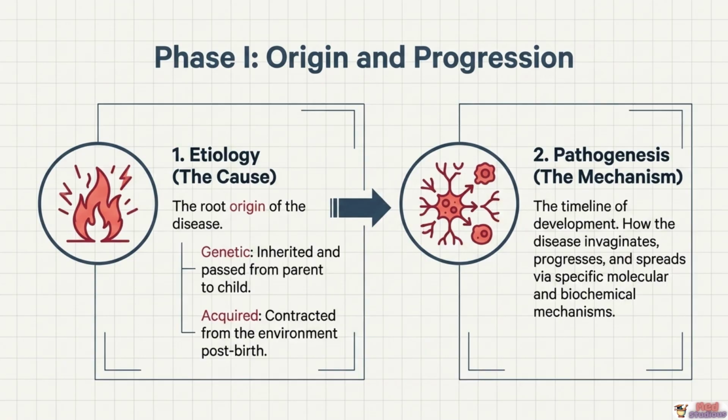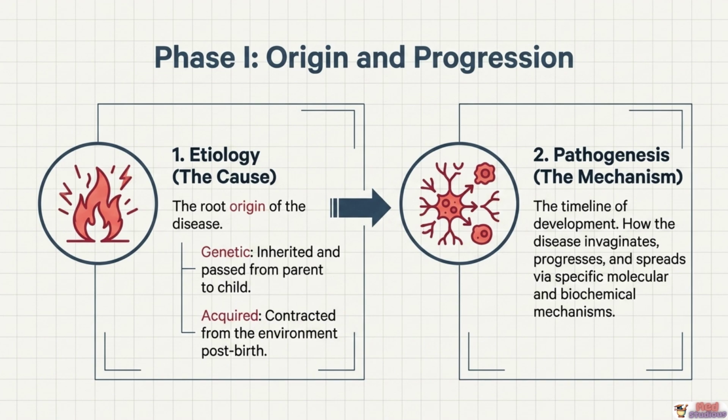The first 2 pieces of the diagnostic puzzle, etiology and pathogenesis, together tell the story of a disease's origin and progression. Etiology is the study of the root cause of a disease, the initial injurious event or predisposing factor that sets the entire disease process in motion. Etiological factors are organized into 2 fundamental categories.